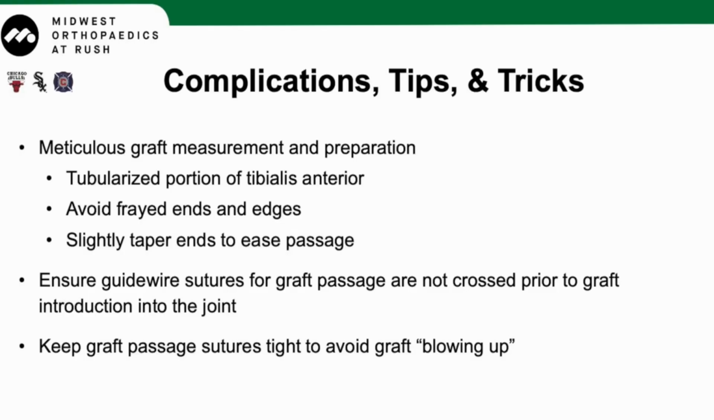In terms of complications, tips, and tricks, we would like to highlight the importance of meticulous graft measurement and preparation. It is important to use the tubularized portion of the tibialis anterior graft, avoid frayed ends and edges as these may get caught up during passage, and also to slightly taper the graft ends to ease passage. Additionally, one should ensure that the guide wire sutures from the medial and lateralmost anchors are not crossed prior to introduction into the joint in order to avoid suture and graft entanglement. Finally, keep graft passage sutures tight at all times to avoid the graft blowing up within the joint.